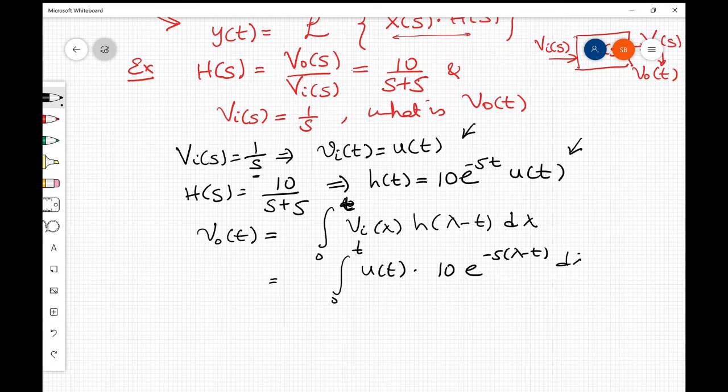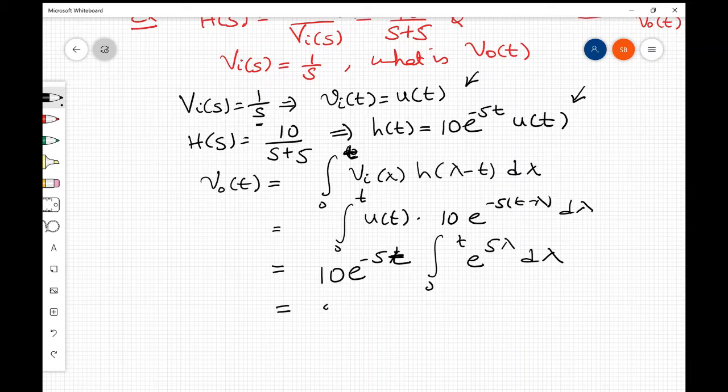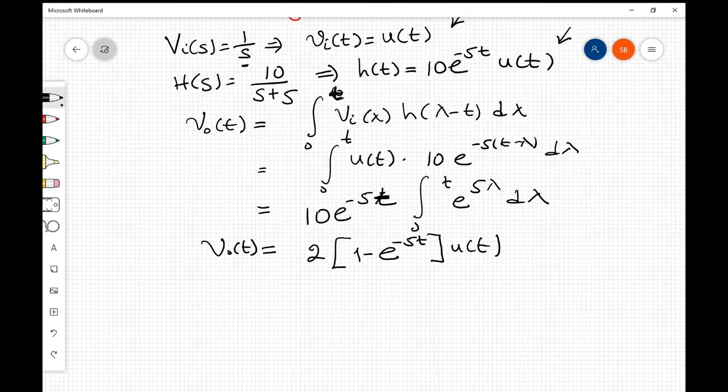So this d lambda. This expression is going to give us, we will take e^(-5t) out, integrating from 0 to t of e^(5 lambda). This one is t minus lambda. Okay, so we have already got minus 5t there, and that's going to give us 2 times (1 minus e^(-5t)) u(t). So this is our vo(t) by using the formal integration method of convolution.